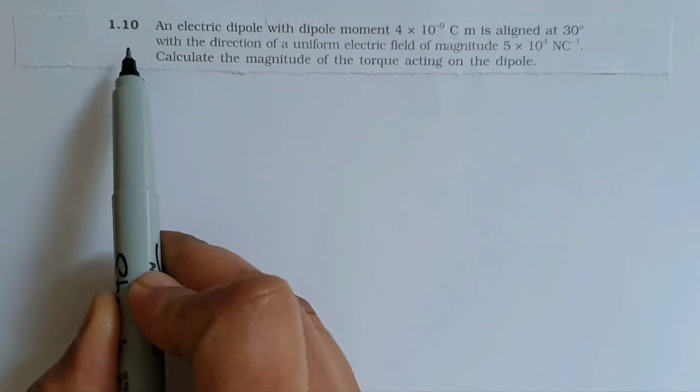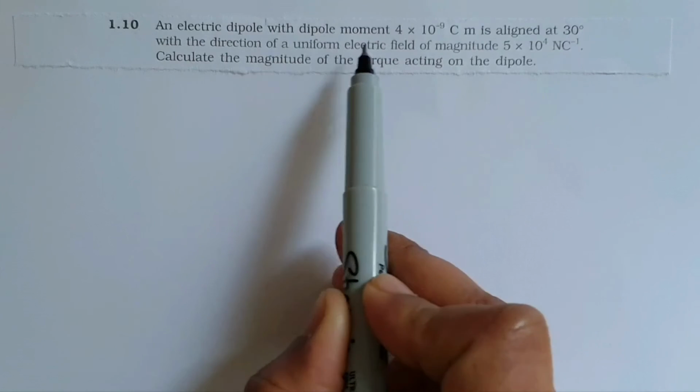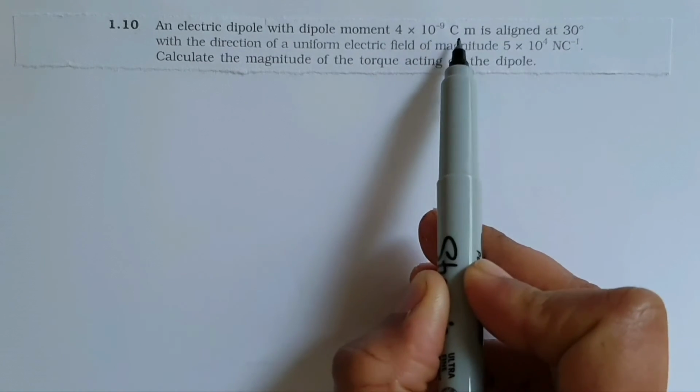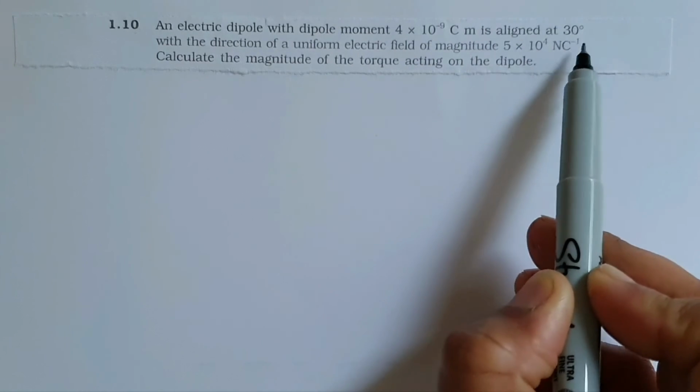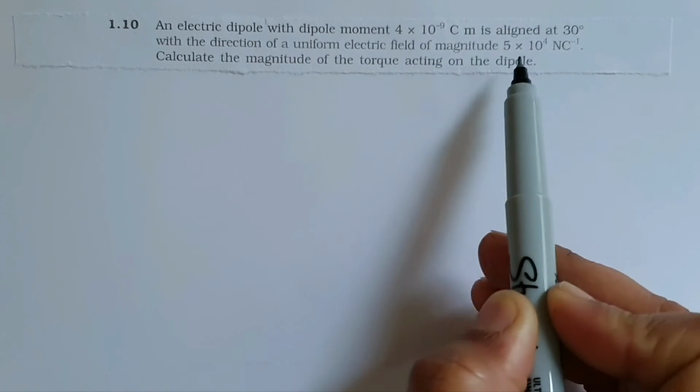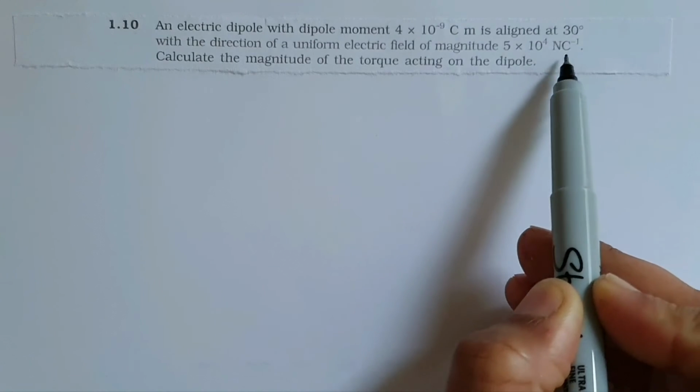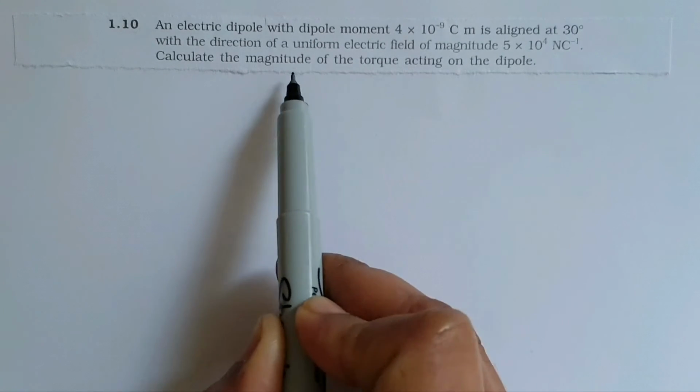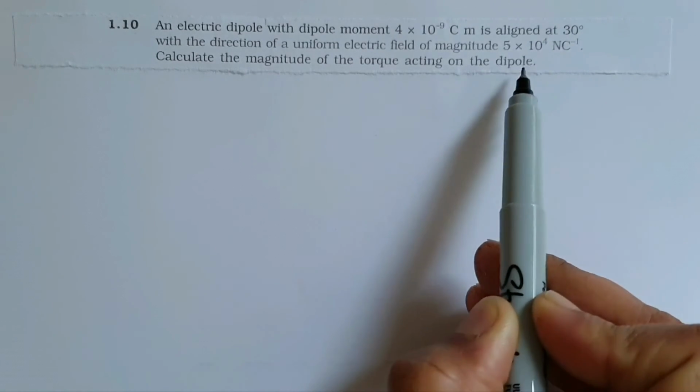Question number 10. An electric dipole with dipole moment 4 into 10 raised to minus 9 Coulomb meter is aligned at 30 degree with the direction of a uniform electric field of magnitude 5 into 10 raised to 4 Newton per Coulomb. Calculate the magnitude of the torque acting on the dipole.